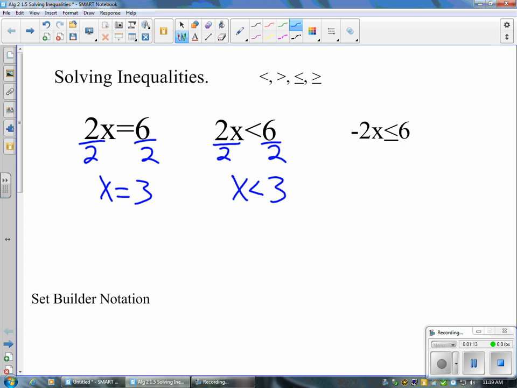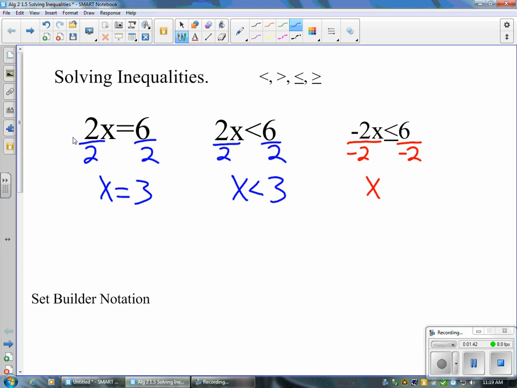Nothing changes. There's only one major thing that you need to know, and that is what happens if you multiply or divide by a negative number. So if I have negative 2x is smaller than or equal to 6, then I'm still going to divide by a negative 2, just like I normally would, whether it's an equal sign or not. And the negative cancels the negative, 2 cancels the 2, and you're left with nothing but x.